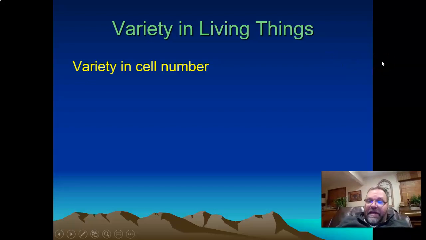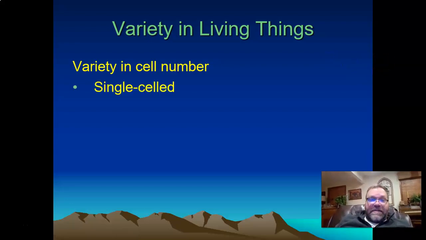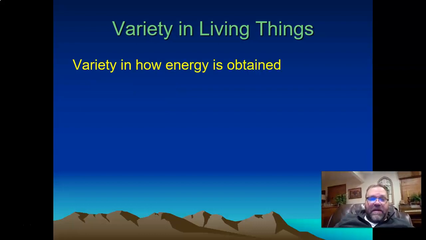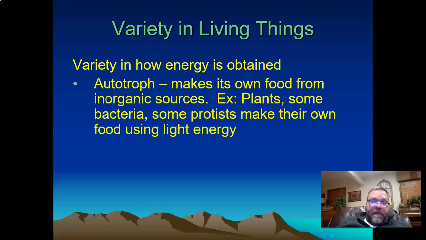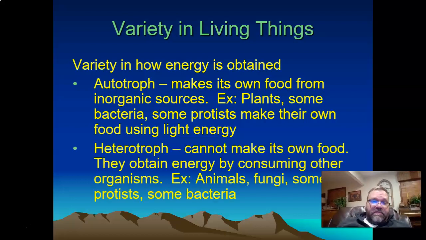All right, so there is a variety in living things. There's a variety in cell number. You can either be single-celled or multi-celled. Multi just means many. There's also a variety in how energy is obtained. Some organisms are called autotrophs. That is, they make their own food from inorganic sources. Plants, some bacteria, and some protists make their own food using light energy. The majority of these are plants who use photosynthesis to make sugar. That's like 99% of autotrophs are plants or algae.